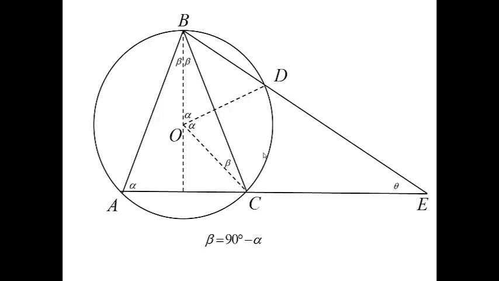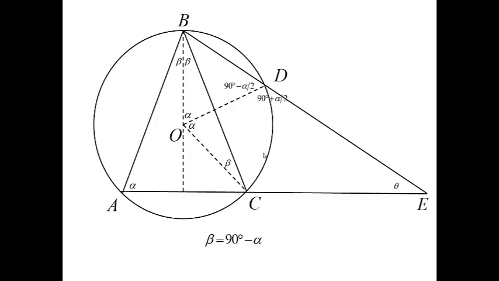Now let me look at the triangle OBD. This is an isosceles triangle, and therefore the angle at D is equal to 90 degrees minus alpha over 2. Now if I look at the angle ODE, it is complementary to the angle 90 minus alpha over 2, and therefore it's equal to 90 plus alpha over 2.